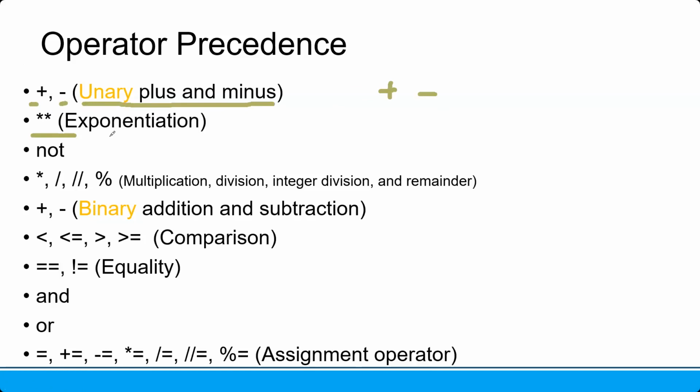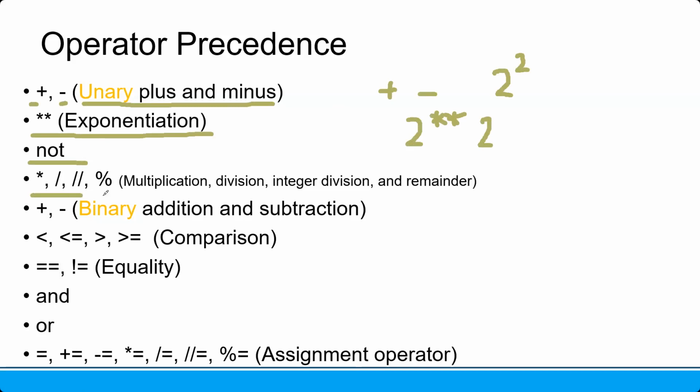And then they will check the exponent. Exponent means 2 star star 2. What is the result? It is the same as 2 exponent 2. Okay, so this is the second. And then we have not.